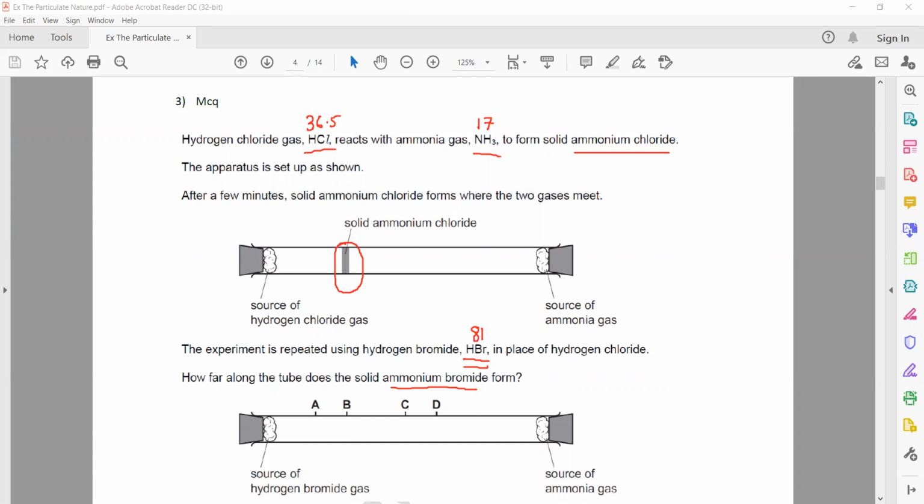So the question is, they mention when hydrogen chloride reacts with ammonia, it is forming at the position as shown. The same question they are asking is, if we repeat the experiment with hydrogen bromide, which is heavier compared to hydrogen chloride, what is the likely position it will form? Ammonium bromide, a solid?